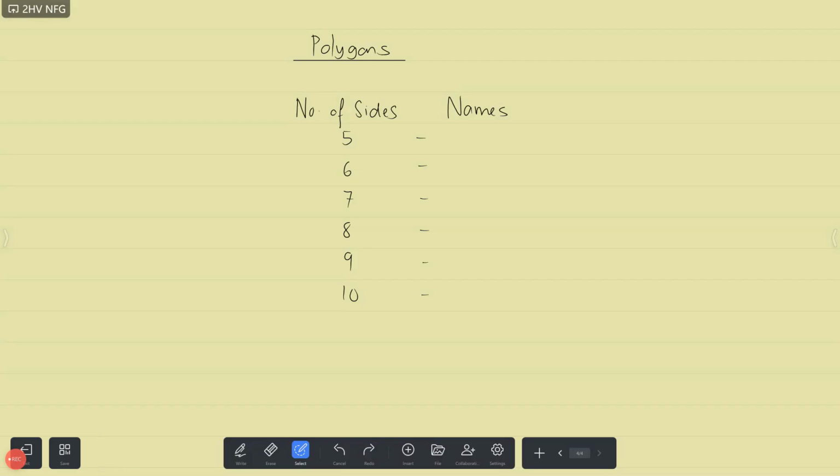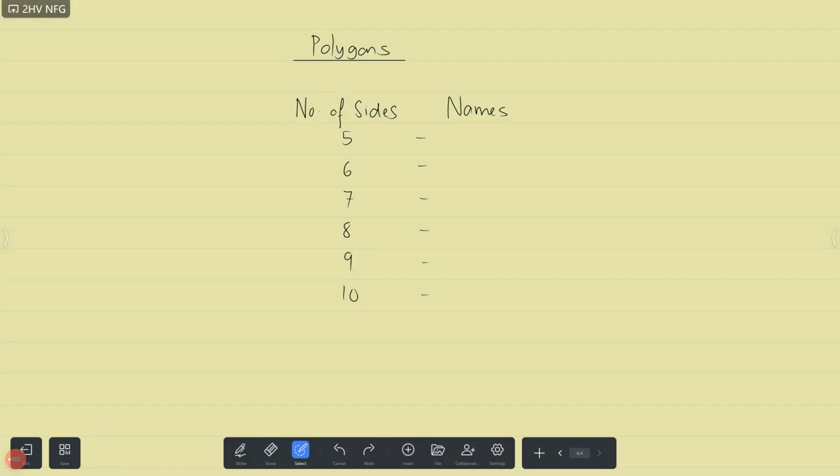In your syllabus, you need to know the number of sides of polygons from 5 all the way to 10. A three-sided polygon is your triangle, a four-sided polygon is your quadrilateral, and you need to know the rest from 5 all the way until 10.